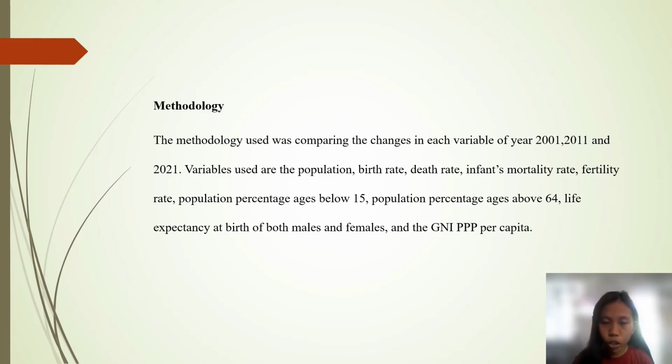So, the methodology. The methodology used was comparing the changes in each variable of year 2001, 2011, and 2021. Variables used are the population, birth rate, death rate, infant mortality rate, fertility rate, population percentage ages below 15, population percentage ages above 64, the life expectancy at birth of both males and females, and the GNI PPP per capita.